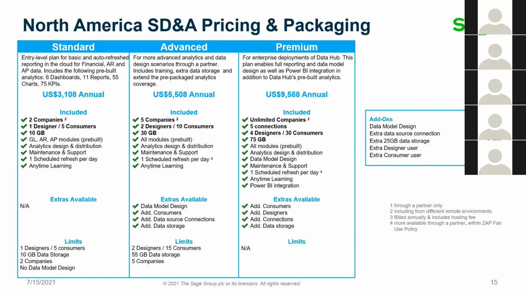So with that said, this is the packaging. There's 3 different tiers: the standard, advanced, and premium. The standard tier is very much an entry-level tier. It focuses on organizations that maybe only have a couple of companies, that have a limited number of users that they might want to use, and also only focuses on the financial prepackaged analytical content.